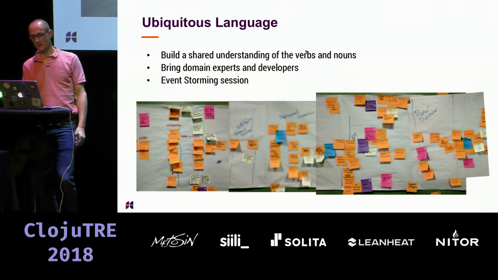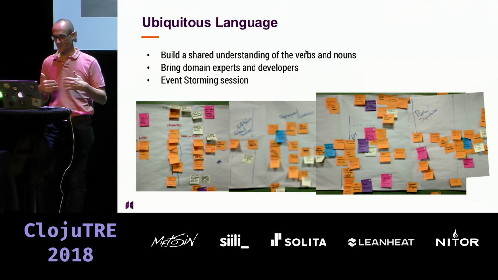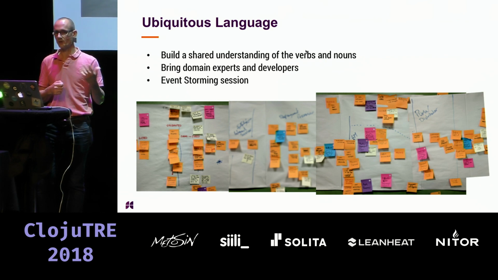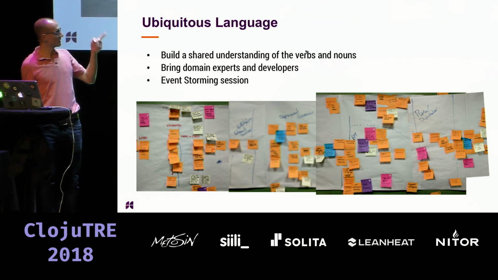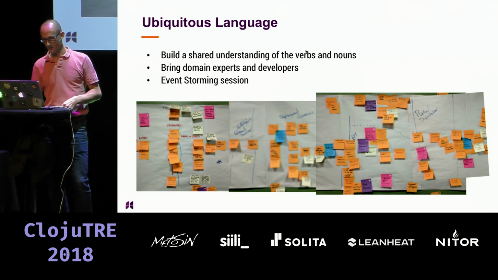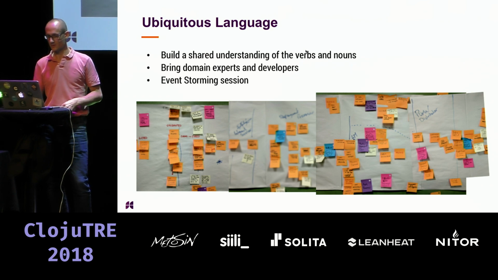A very good way to answer these questions is to have an event storming session. The goal of this session is to bring the developers and the domain experts together and build a shared understanding of what can happen at that point in time, what should never happen, and what are the nouns and the verbs that we deal with. The outcome for us was this big fresco of all the events, and the blue lines are the boundaries of the contexts.